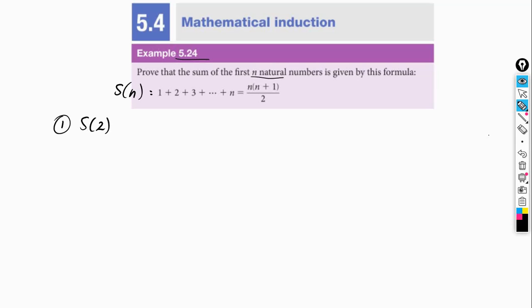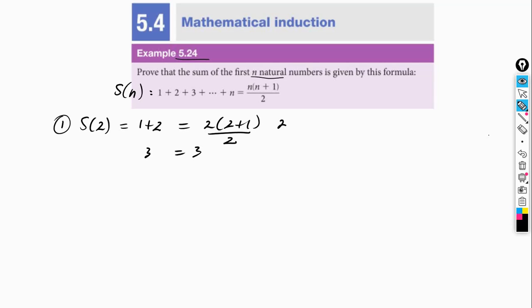So S of 2, according to the statement, is going to be 1 plus 2. And then it should equal 2 times (2 plus 1) divided by 2. And then obviously we get 3 on both sides of this equality. Therefore, it's true for this example.